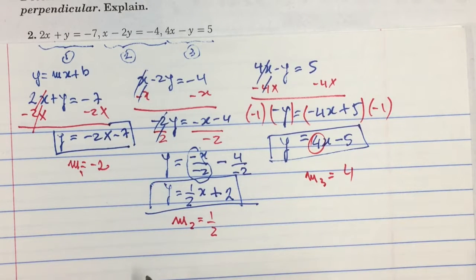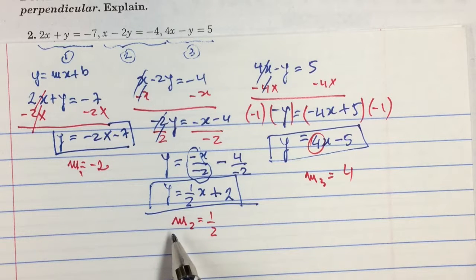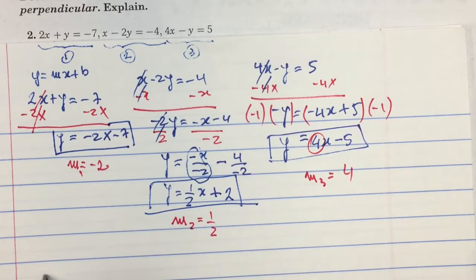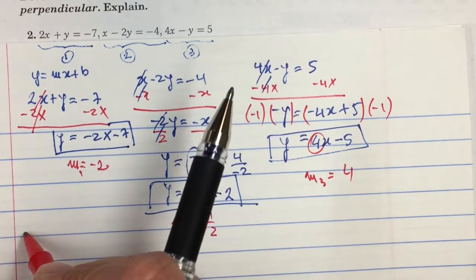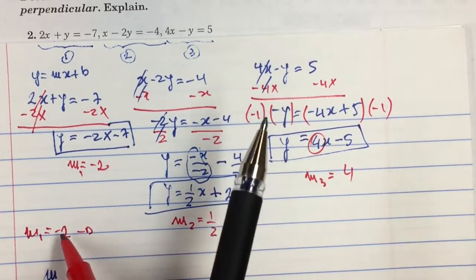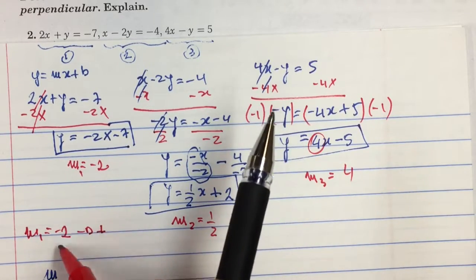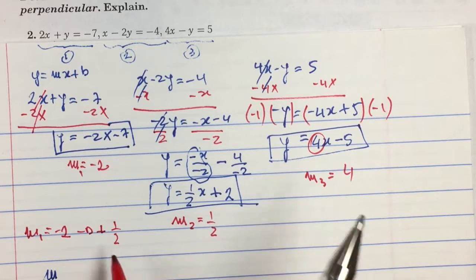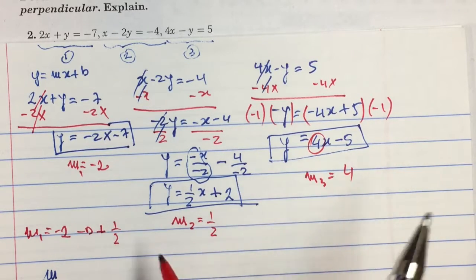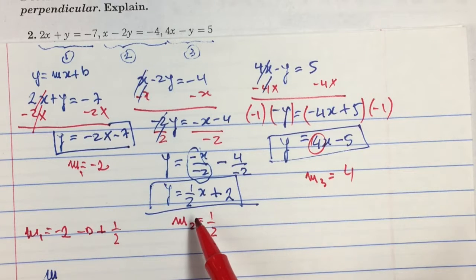Let's compare. Let's see m1 and m2. Is this one the opposite reciprocal of this one? Yes. Let's start with m1 equals negative 2. The opposite reciprocal, I'm going to change the sign to positive and flip it, 1/2. So this one is 1/2. So this one and this one are opposite reciprocals, so this line and this line are perpendicular.